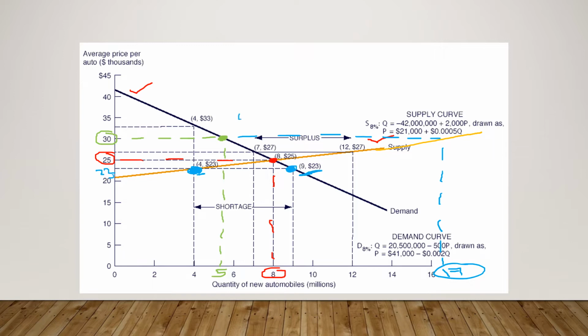So anything above the equilibrium point, there is a surplus. And anything below the equilibrium point, there is a shortage.